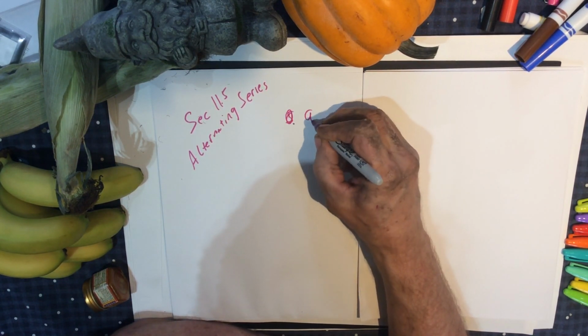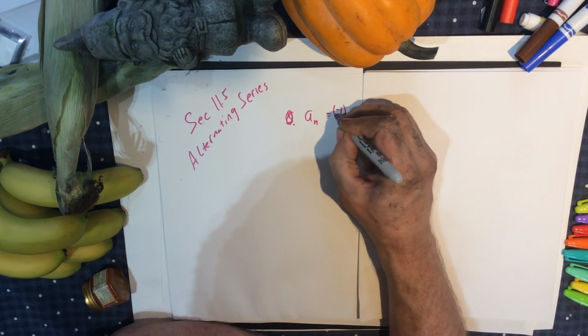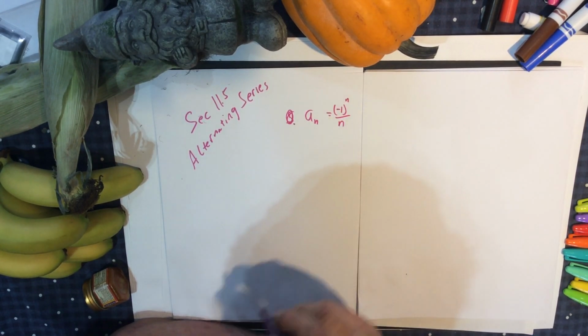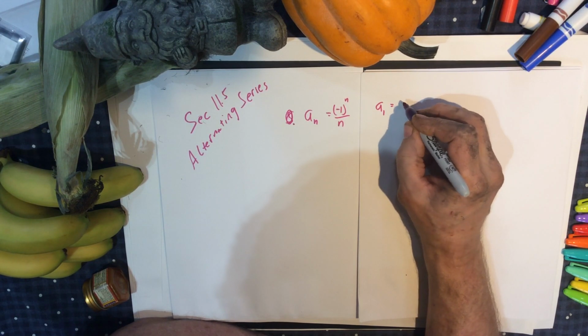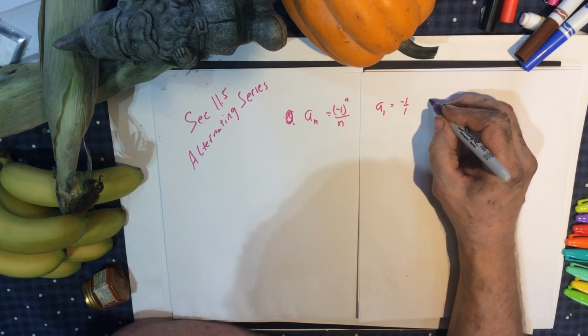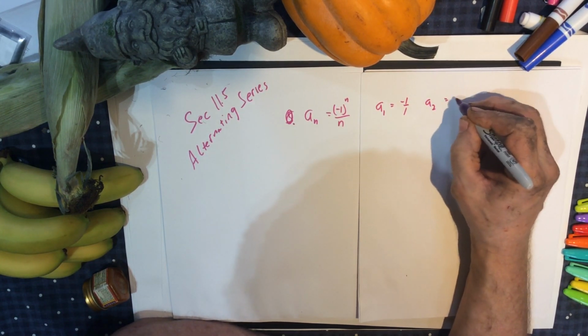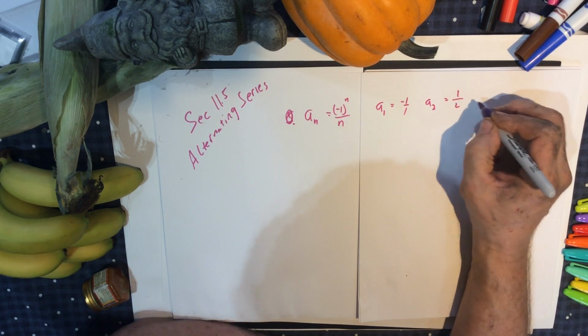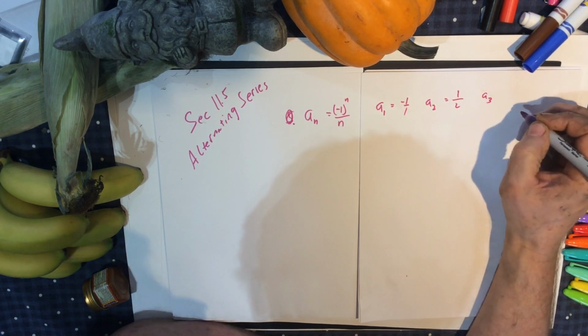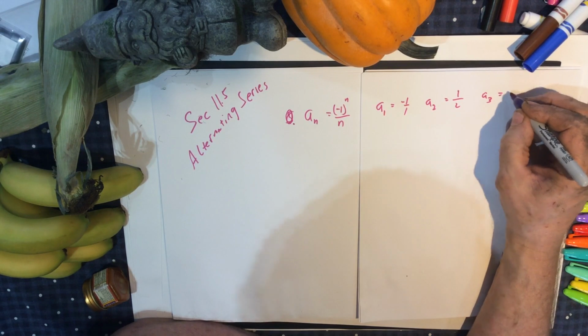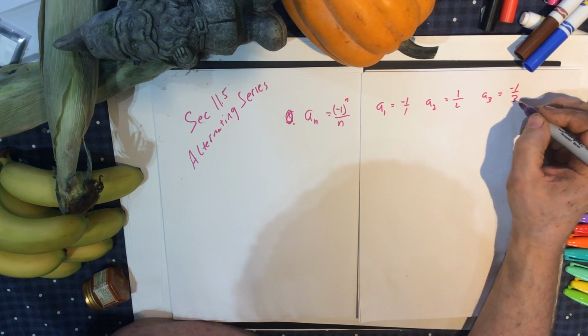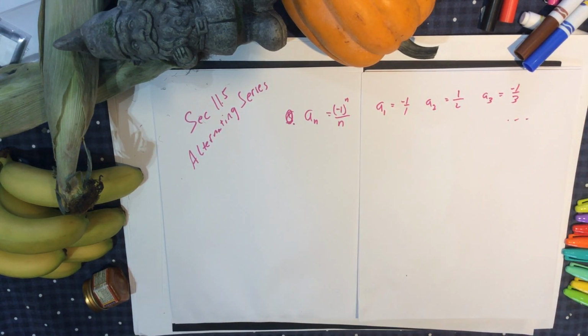Whoops, don't want to use S. a sub n is minus 1 to the n over n. So let's see, a1 is minus 1 over 1, a2 is plus 1 over 2, a3 is minus 1 over 3, etc.